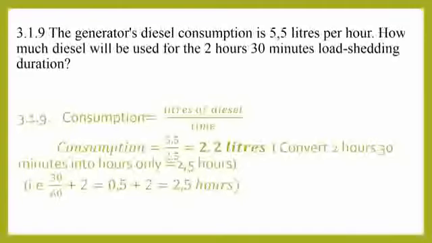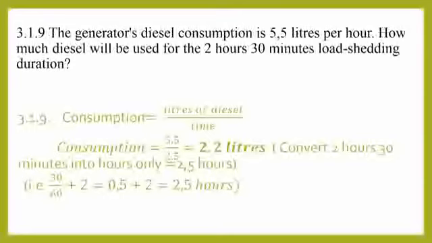The generator's diesel consumption is 5,5 liters per hour. How much diesel will be used for a 2 hours, 30 minutes load shedding duration? So we are going to say consumption is the same as liters of the diesel divided by time. Therefore, the consumption will be liters of the diesel is 5,5 as indicated, and the time there is 2,5.